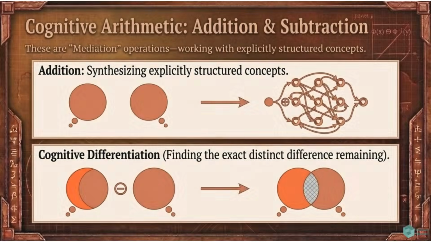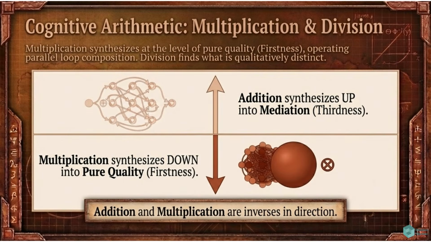Another curious mapping is cognitive arithmetic. Addition is the synthesis of explicitly structured concepts, or mediation. Cognitive differentiation, or subtraction, is finding the exact distinct difference remaining between concepts. We have analogs of cognition to mathematical operations. Multiplication synthesizes down into pure quality, or firstness, operating on parallel loop composition. Addition synthesizes up into mediation, or thirdness. They are inverses in their direction of composition.